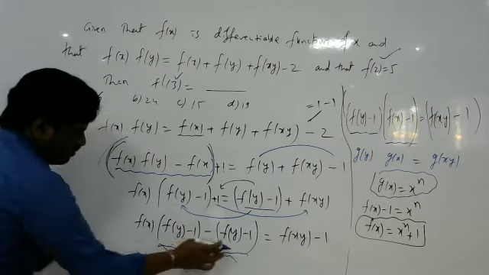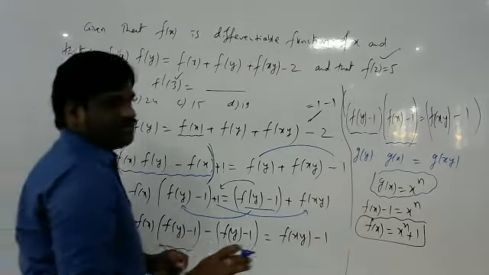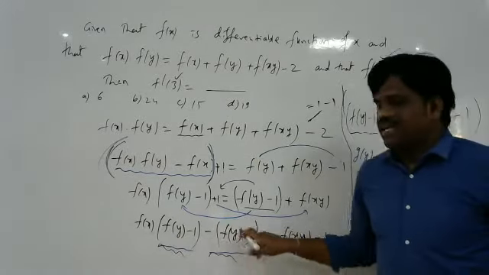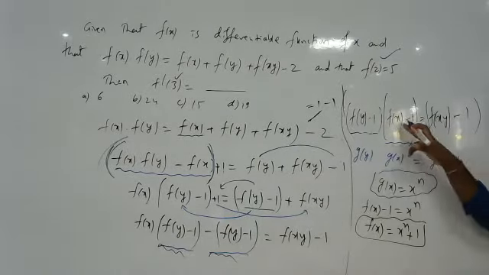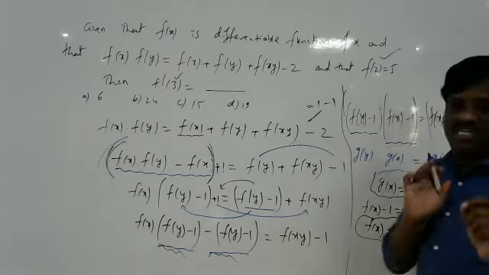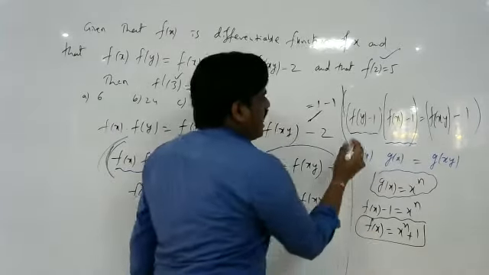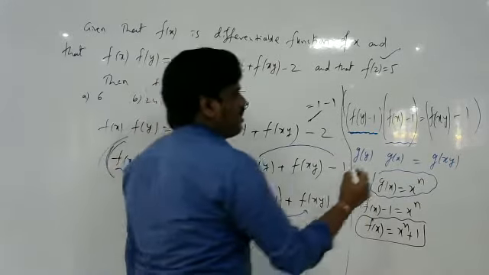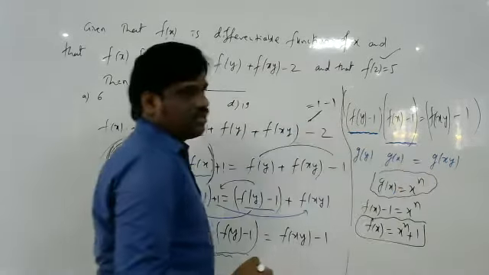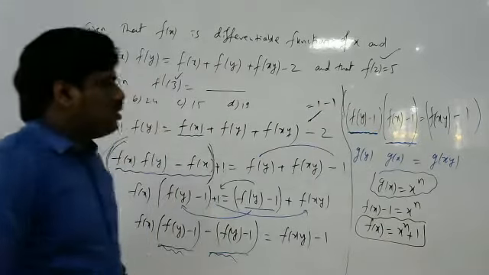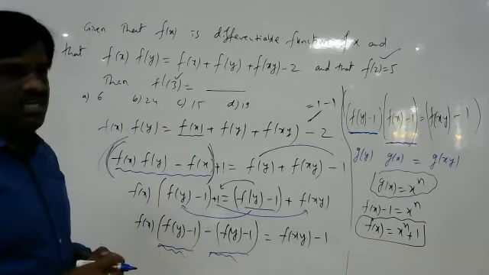In this, both have f(y) minus 1 common. So what I got here: in this f(x) left, in this 1 left. So f(y) minus 1 into f(x) minus 1 is equal to f(xy) minus 1. So this is looking like an equation. For the time being, I am assuming this total as g(y), and this as g(x), then this will be g(xy). So g(y) into g(x) is equal to g(xy).